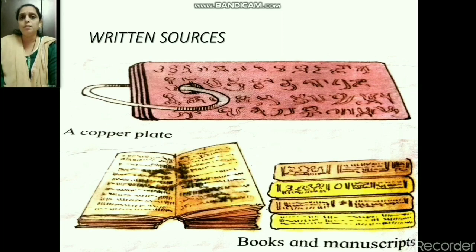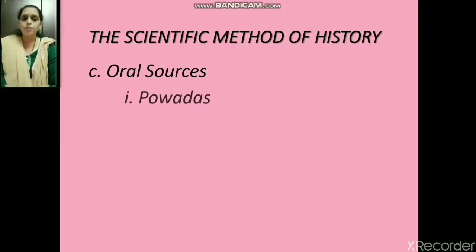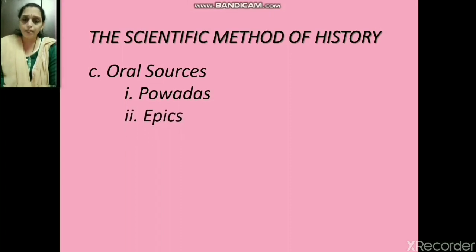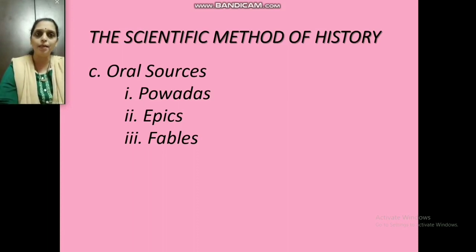Now next is, see, oral sources. Now, what is oral sources? Oral sources are those which can be spoken, are told, and passed from one generation to another generation. For example, powadas, epics, fables. Powadas are sung in Marathi, epics are stories from Mahabharata and Ramayana, fables are told by our grandparents.